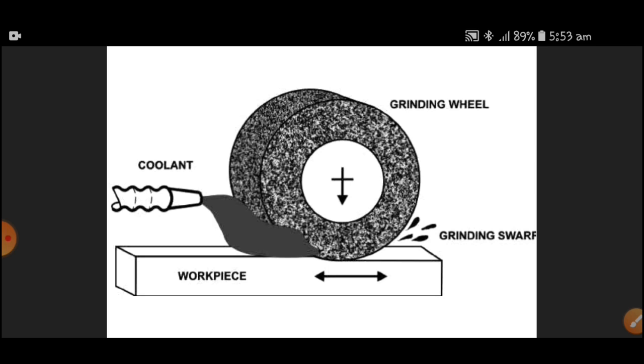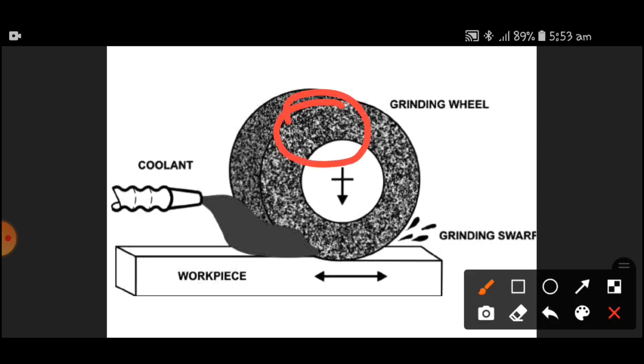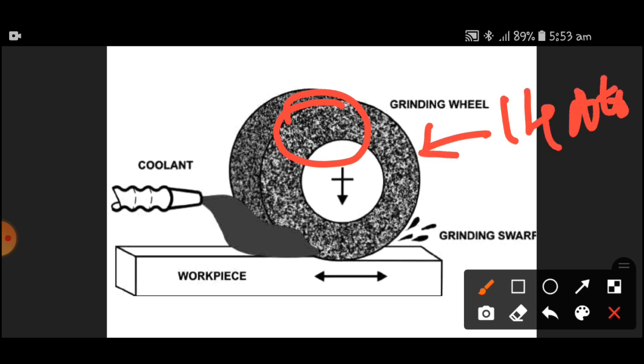So this is the grinding wheel, which is rotated at very high RPM, say 1400 to 2500 RPM. The process of removing material is an abrading process. By means of an abrading action, that is a continuous rubbing action, the material is removed. Here the material removal is very small. In grinding, material removal is very small.